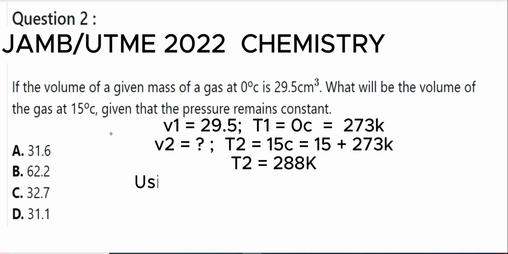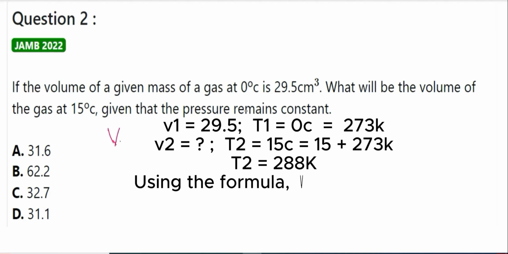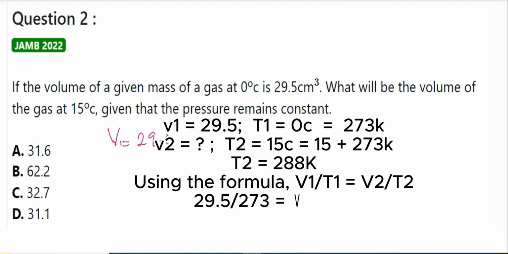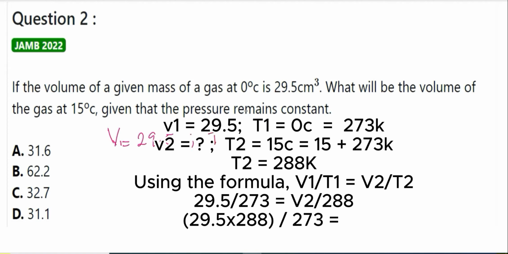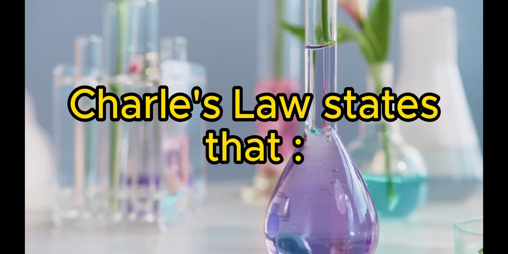T2 is given as 15 degrees Celsius. We change it to Kelvin by adding 273, so it gives us 288 Kelvin. Using the formula V1 over T1 is equal to V2 over T2, we cross multiply, and at the end of the day we get V2 is equal to 31.1. If you want to read more about Charles's law, you can watch the video.